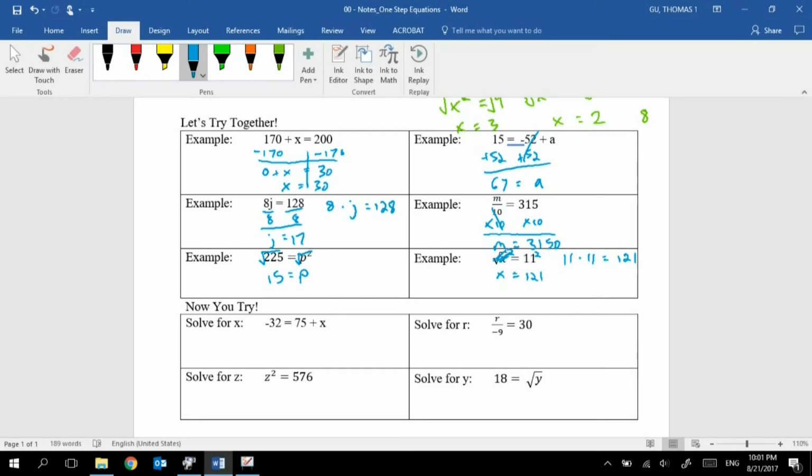Whoa, we are finished, guys. That is those 6 example problems. So now the next 4 right here, it says now you try. I want you guys to try these 4 problems on your own, and then you can check your answers with a teacher. Remember, if you want to go in for tutorials, you can check with any geometry teacher.